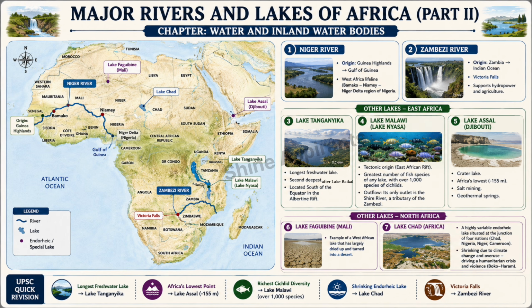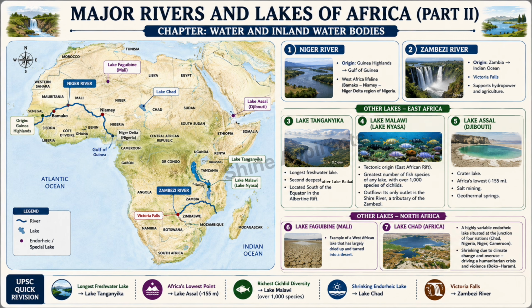Niger River. Origin, Guinea Highlands; mouth, Gulf of Guinea. Key facts. West Africa's lifeline. Passes through Bamako, Niamey, Niger Delta region of Nigeria. Zambezi River. Origin, Zambia; mouth, Indian Ocean. Key facts. Victoria Falls, one of the world's largest waterfalls, on Zambezi. Southern Africa's major hydropower and agriculture river.